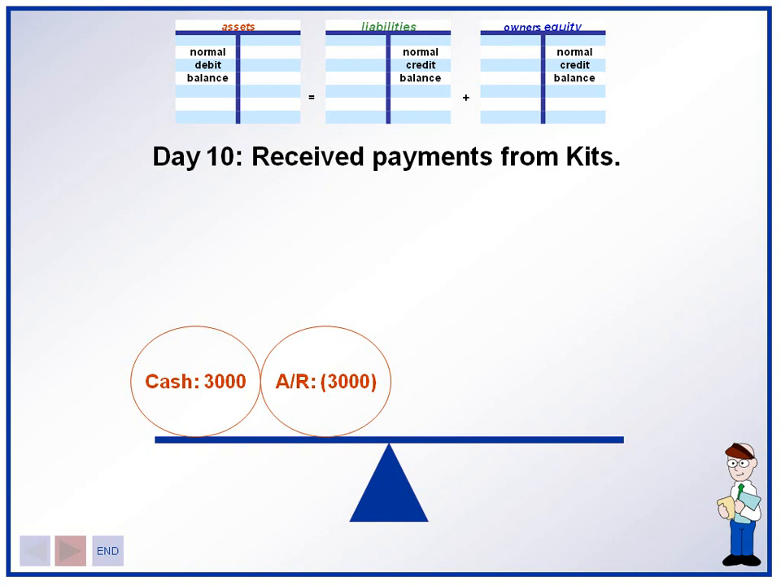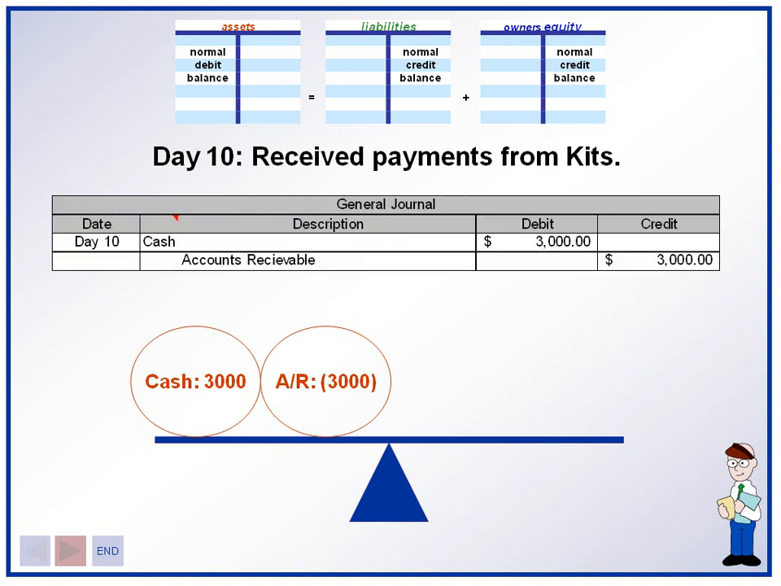On day 10, we received payment from Kids for the sale we just recorded. The two accounts affected are both asset accounts, cash and accounts receivable. Cash is increased by $3,000, and our accounts receivable is decreased by $3,000. To record this transaction, cash is increased by $3,000 by a debit entry. Accounts receivable is decreased by $3,000 through the credit entry.